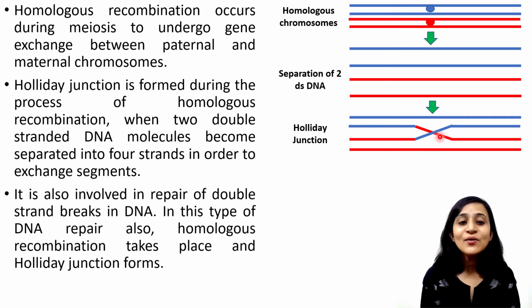So it is also involved in repair of double-strand breaks in DNA. In this type of DNA repair also, homologous recombination takes place and Holliday junction forms. So if any double-stranded break occurs in the DNA, that time also homologous recombination takes place and Holliday junction forms that will help to repair the DNA.